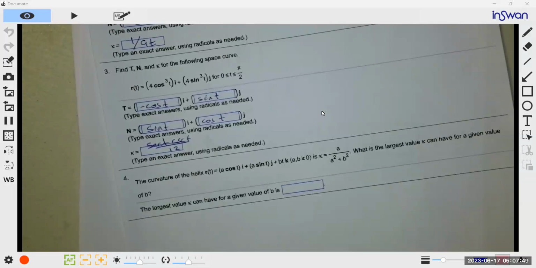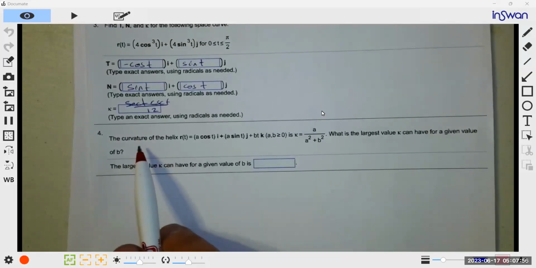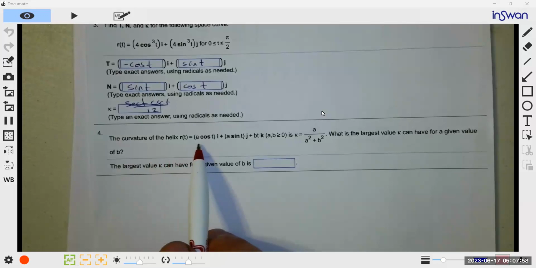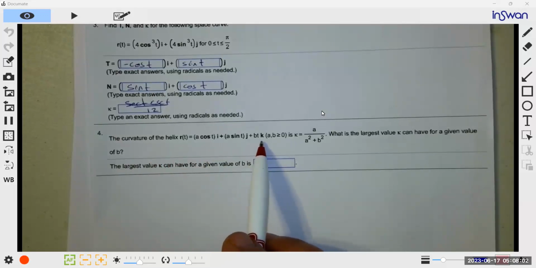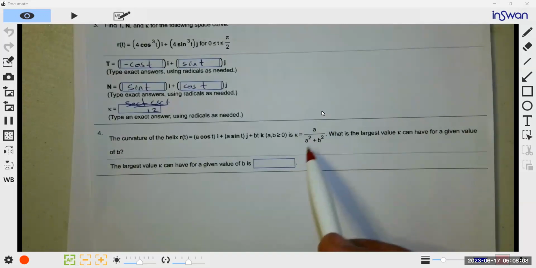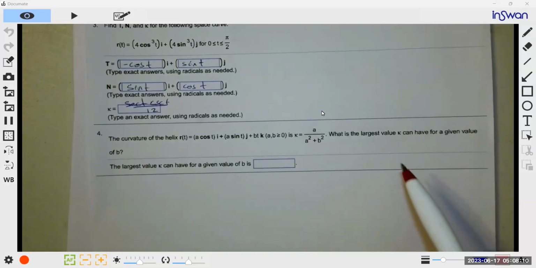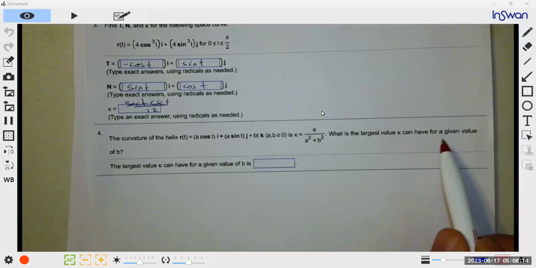All right. Now, question number 4. The curvature of a helix r equals a cosine t i plus a sine t j plus bt k, with a and b greater than 0, is k equals a over a squared plus b squared. What is the largest value k can have for a given value of b?